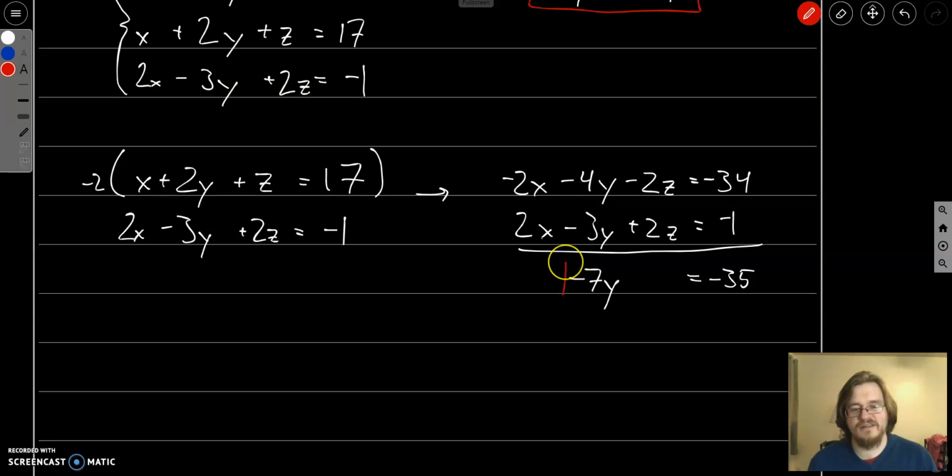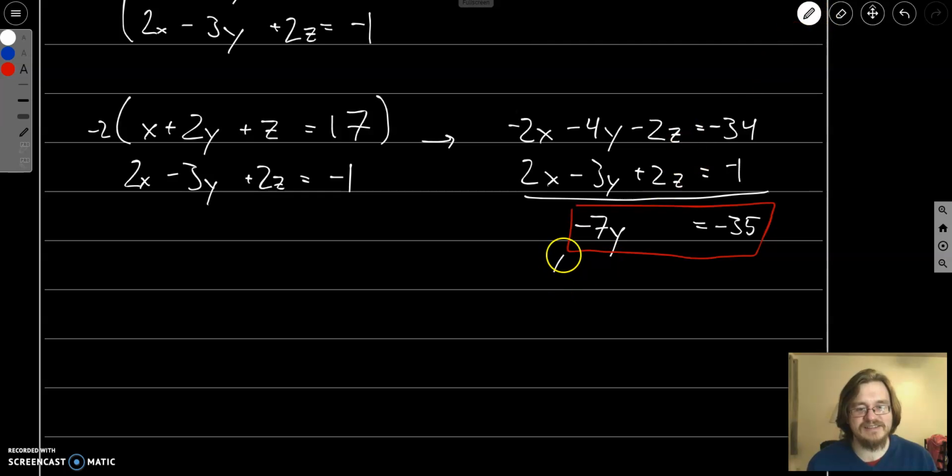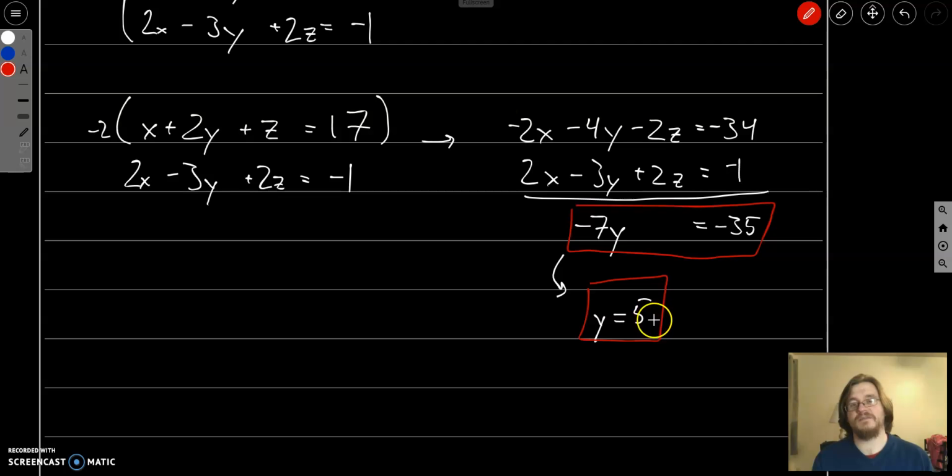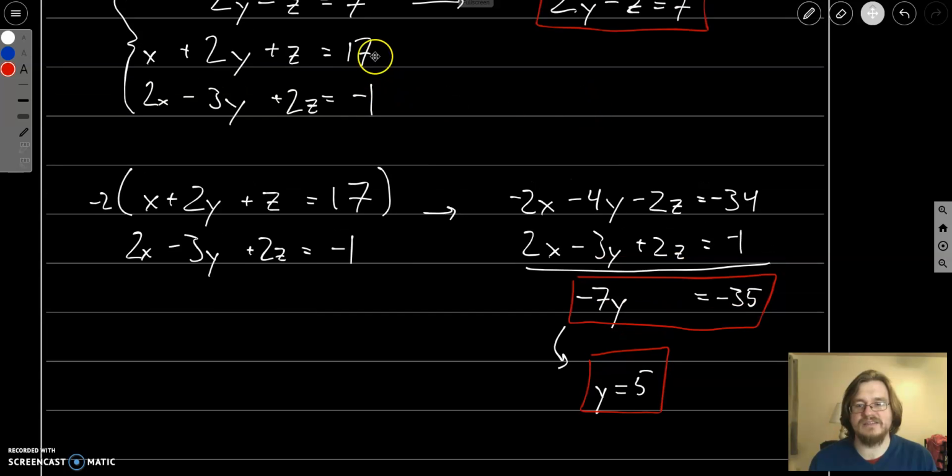And right here, we notice I have one equation with only one unknown in it. That's so nice because if I divide both sides by negative 7, I get y. Negative 35 divided by negative 7 is 5. So almost by accident, we have solved one of the variables. We know that y has to be equal to 5, and we know that because we just took these bottom two equations and combined them. So that's nice. That's one variable down.